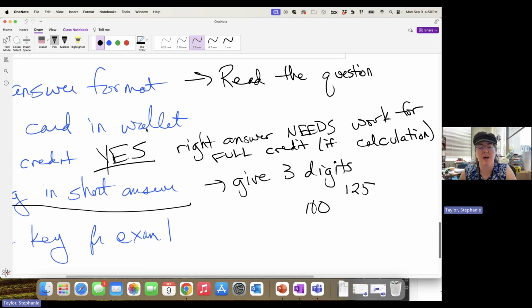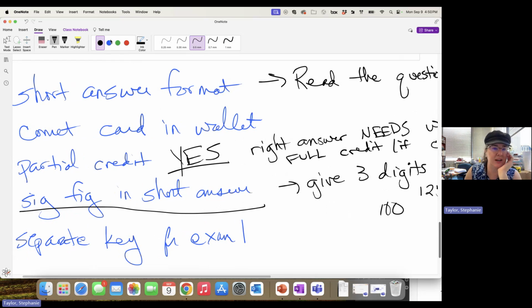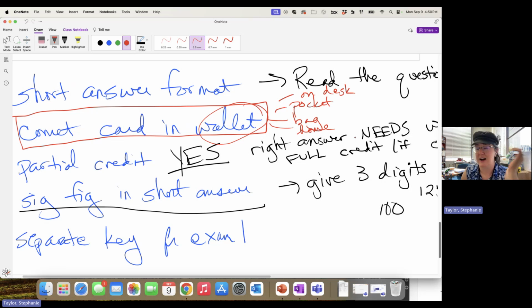Question is about the comment card in your wallet. So this is really kind of one of those weird things. This one kind of depends on how much stuff you want on your desk at one time. You're welcome to put your wallet in your pocket. If it fits in your pocket, you can put it in your bag. You can leave it at home. You can leave it wherever that works. You can actually leave it on your desk if you want to. We just need your comment card.